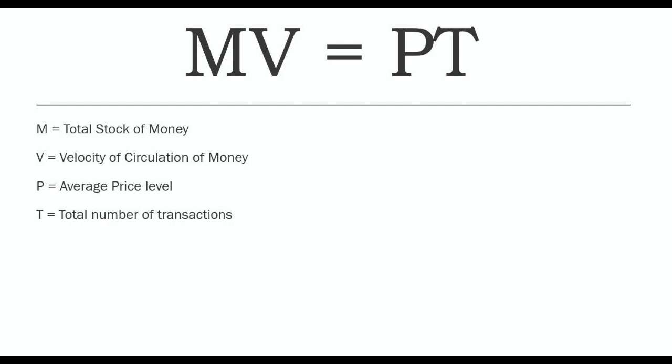The right-hand side represents the total value of transactions in a given period of time, which is equal to the number of transactions in a given period, T, multiplied by the average price per transaction, P. Now MV and PT are always equal, as they really are, in effect, different ways of measuring the same thing, the total monetary value of transactions in an economy in a given period, in essence, the value of output.